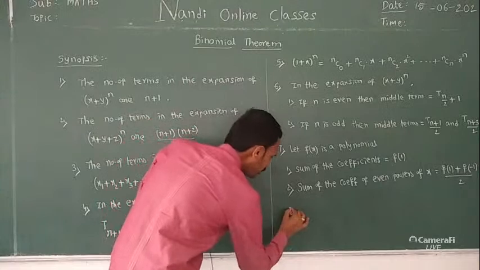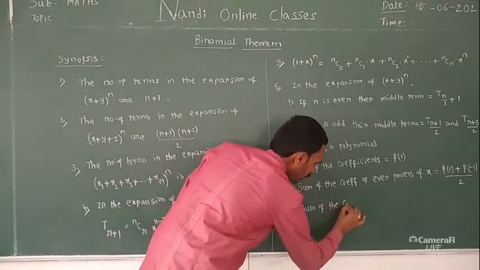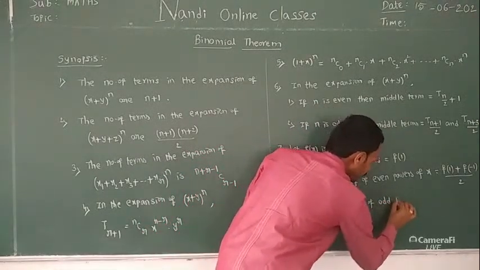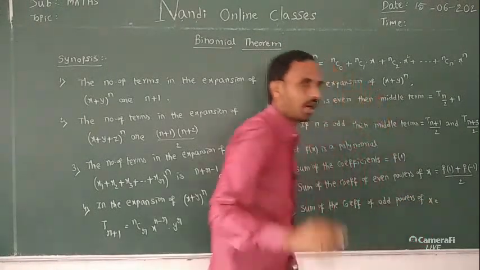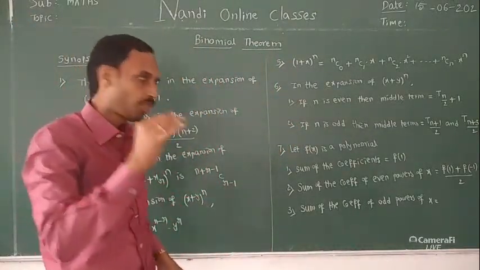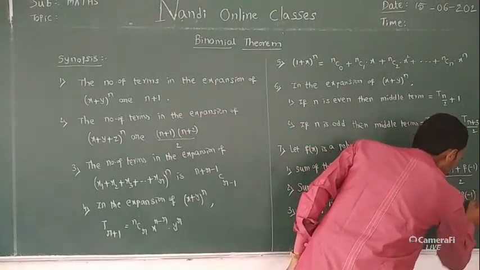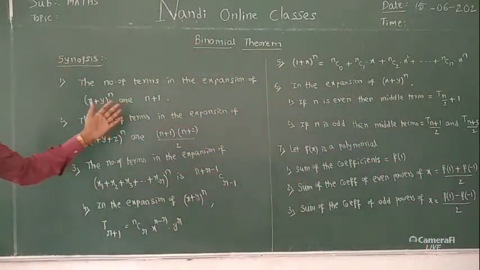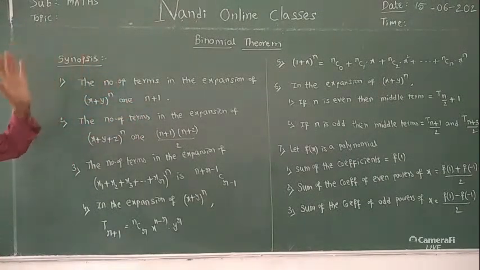Now 3, the sum of the coefficients of odd powers of x. Odd powers means x, x cubed, x power 5, x power 7. The formula is (f(1) - f(-1)) divided by 2. Okay, this is the synopsis. First write down these points. After that I will write one more point, 8. Write it.